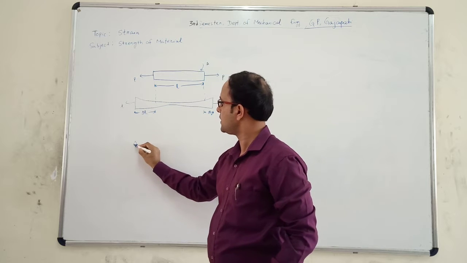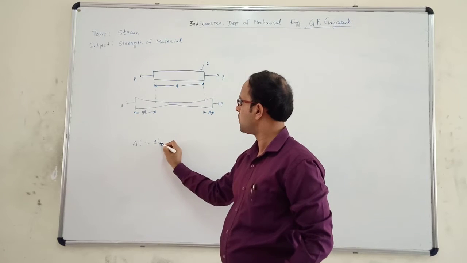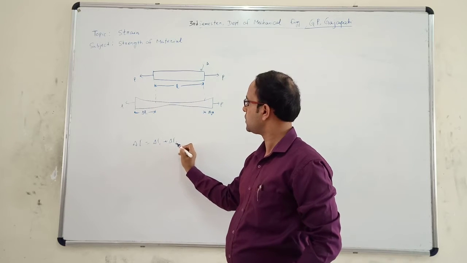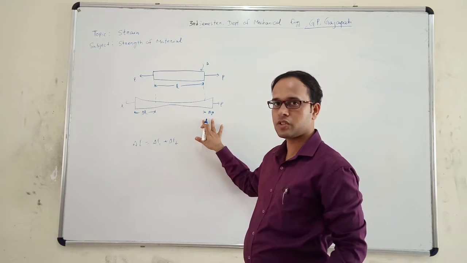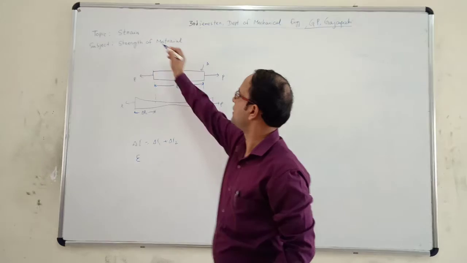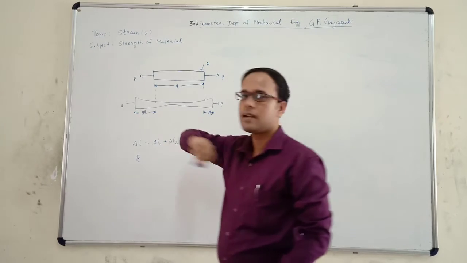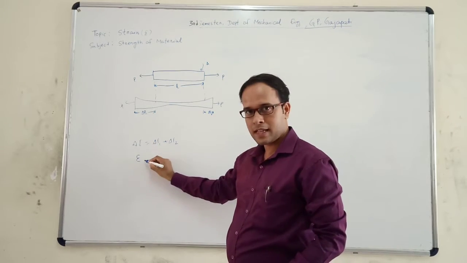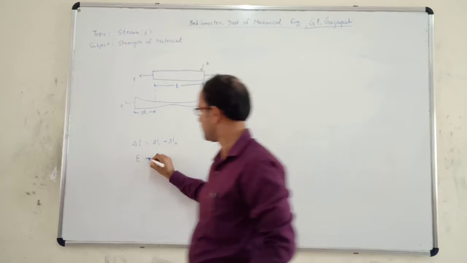So what is the total change in length? Delta L1 plus delta L2, this much plus this much. So what is strain? It is represented as epsilon. Strain is represented as epsilon.